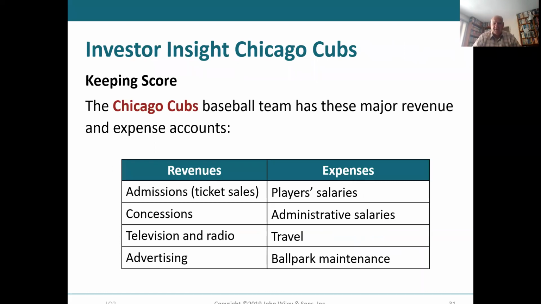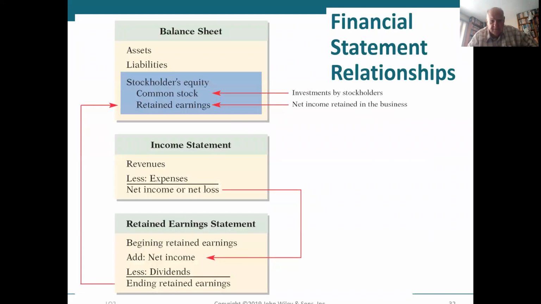Hey, I got excited when I saw the slide. I thought we were going to talk some baseball, but they're just giving you 3 revenue streams for the Chicago Cubs, huh? Player salaries, admin, concessions. Yeah, you go to Wrigley Field, you buy a $12 can of beer. Television and travel, radio, advertising, maintenance.